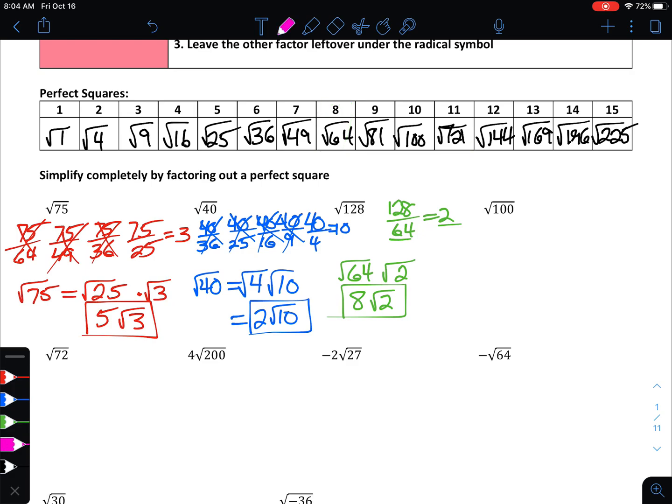Now the nice part about square root of 100 is that it's a perfect square. You already know square root of 100 is 10. That's all you've got to do. So when it's a perfect square, those are nice.